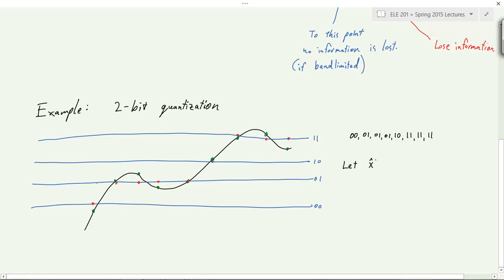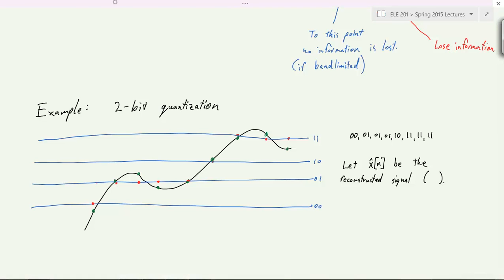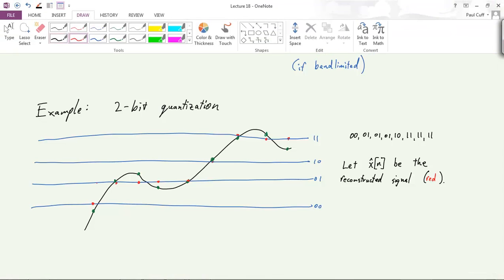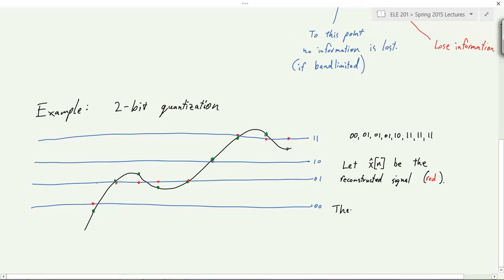So let's let x hat of n be the reconstruction. The values, those red dots that I marked, are what you get back when you read this signal out of memory, right, after the quantization. So it's the red part here. All right, we'll call that x hat. Then we can say the error in this signal is also itself a signal. It's a function of n. The error of n is the true signal minus this reconstruction.